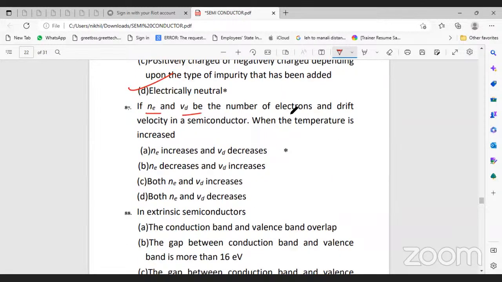Ne and Vd are the number of electrons and drift velocity in the semiconductor. Ne and Vd will decrease? When the temperature is increased, there will be opposition. Because of the opposition, the movement of the electrons will decrease. So drift velocity decreases, but the number of electrons will increase. Option A.